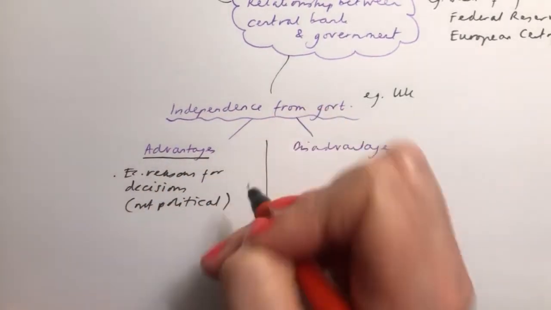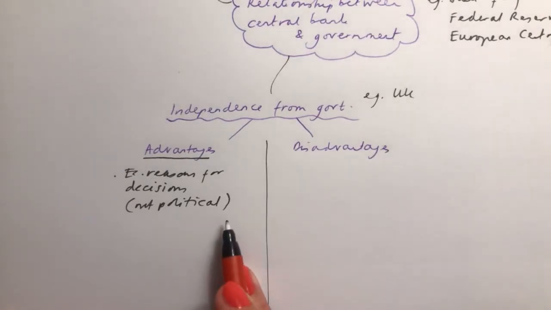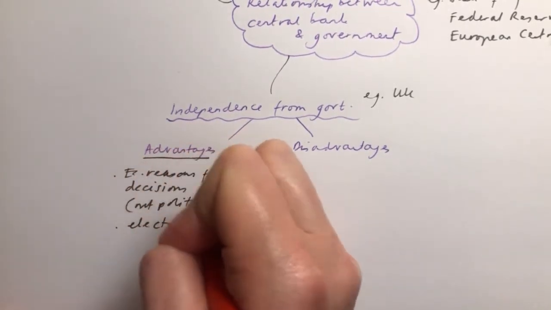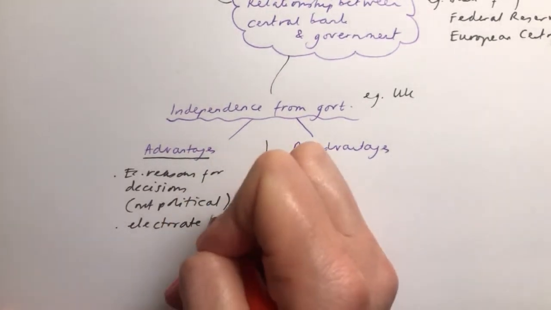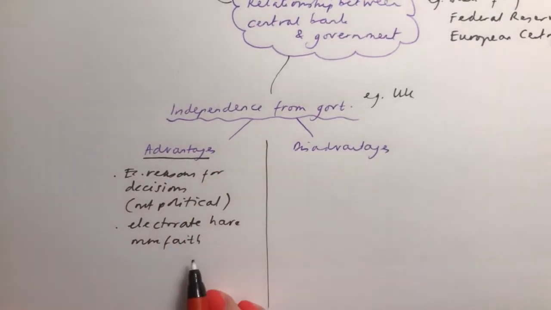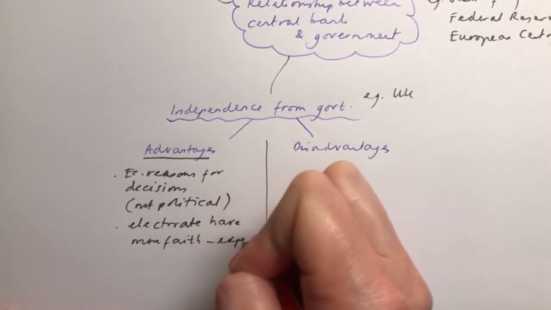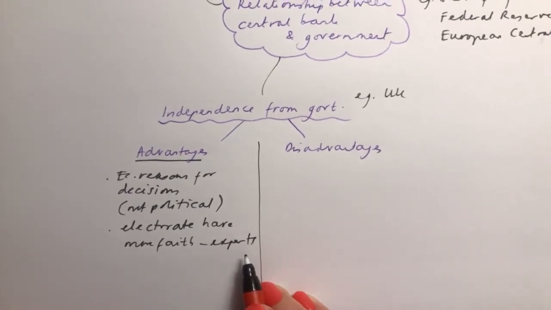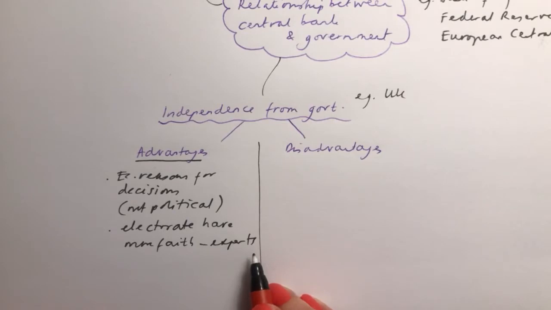Whereas if the central bank is completely controlled by the government, then it's more likely that the decisions they make are political. Another advantage is that the electorate, the people living in the country, are likely to have more faith in the bank because that is all that they do and they are experts. They won't think that it's just politicians making decisions about monetary policy in the economy. They'll know that the people making these decisions are actually experts.